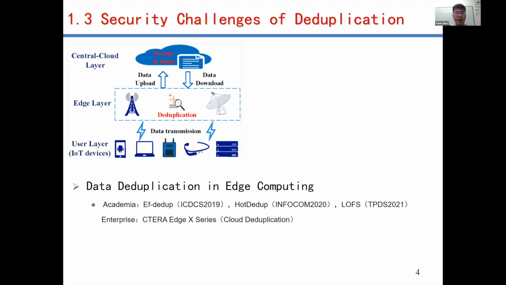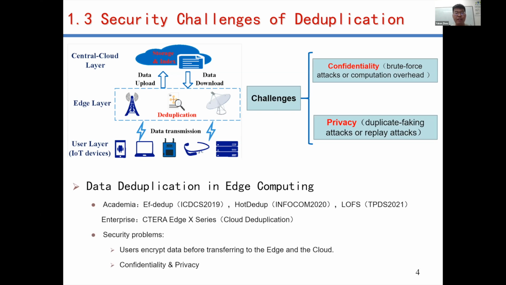This is a simple system model of edge computing deployed with data deduplication. Edge computing can be seen as a three-tiered architecture. The central cloud stores and retrieves data from edge nodes and the user. The edge node provides limited computing, indexing, storage, and other services. For example, some papers for edge dedupe and some enterprise products also use this architecture.